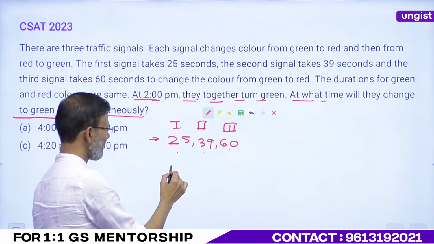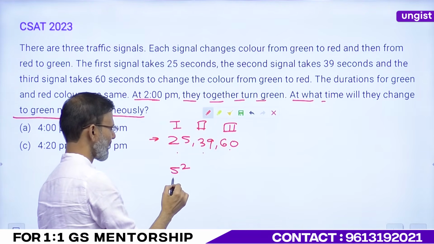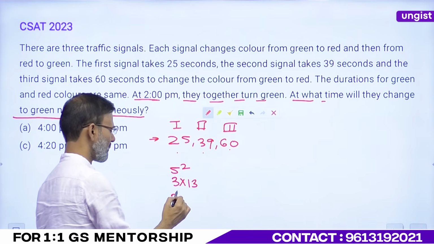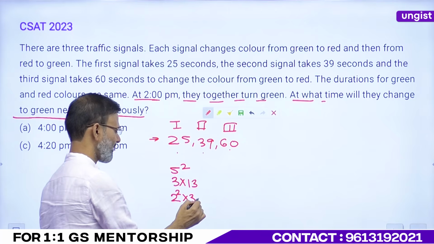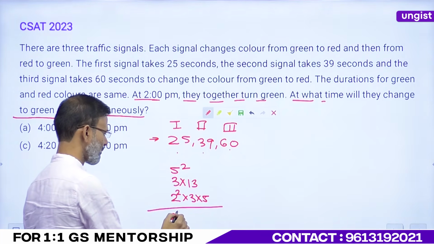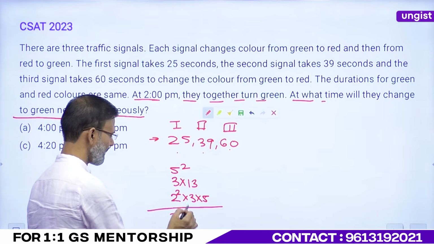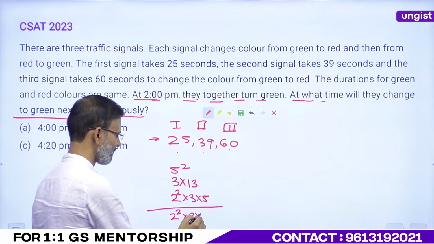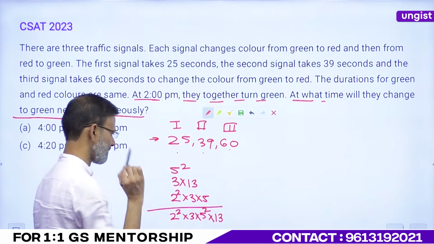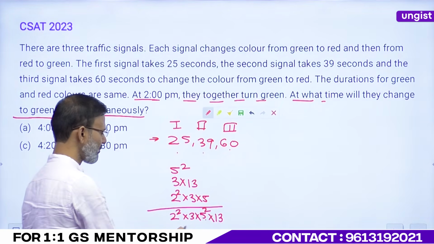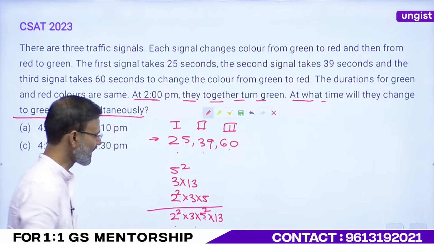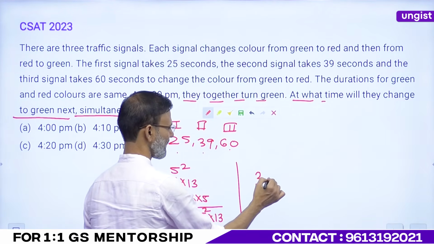So LCM of 25. 25 is what? 5 square. And then this is 3 into 13. And then this is 2 square into 3 into 5. Okay, so LCM is what? 2 square into 3 into 5 into 13, 2 square into 5 square. All right. So 2 square into 5 square is 100. 3 into 13 is 39. So this is 3900. All right.